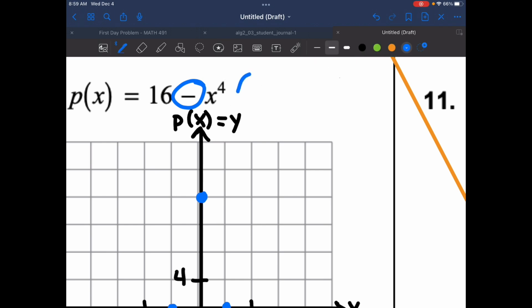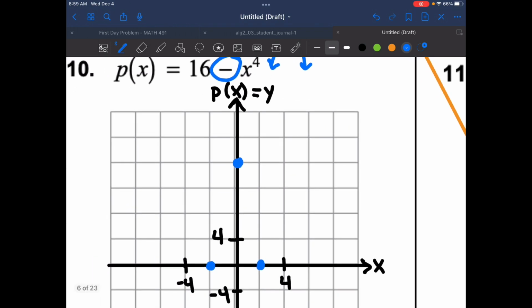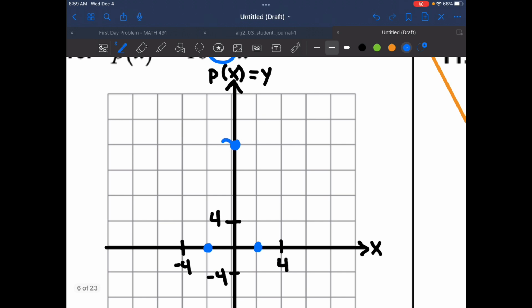So I'm using that end behavior to help me guess what this graph is going to look like. Okay, so remember, we're curve sketching. It doesn't have to be exact. So I know that this is going to look probably something like this.